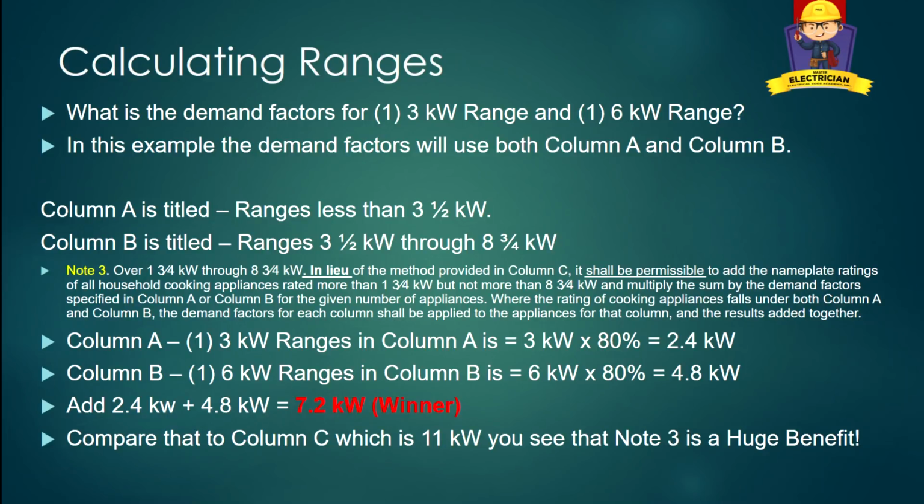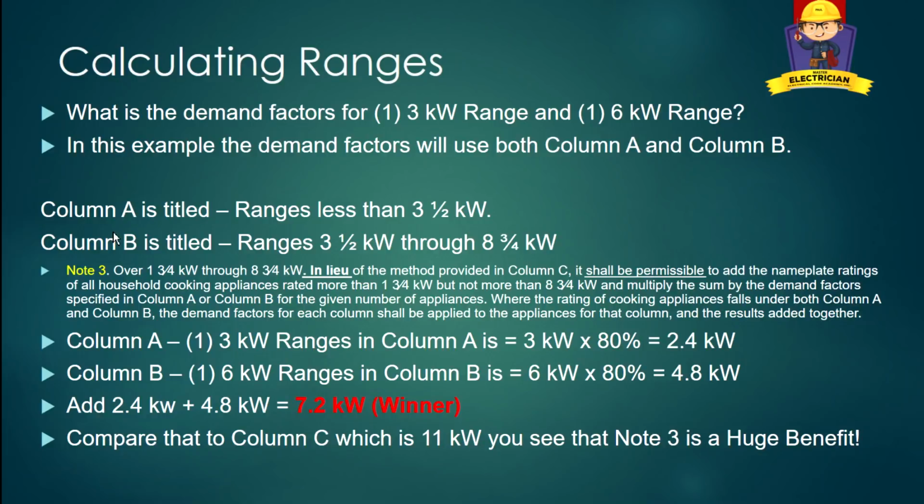Now, let's look at this one. What is the demand factor for one 3 kW range and one 6 kW range? Here's that example we were reading in note 3, where it says, wait a minute, my range falls under 2 columns in 220.55. How do I achieve this? Well, the code says right here in note 3, where the ratings of cooking appliances fall under both column A and column B, which is what we've got here, the demand factors for each column shall be applied to the appliance for that specific column, and then the results are added together. All right, so that's what we've got here.